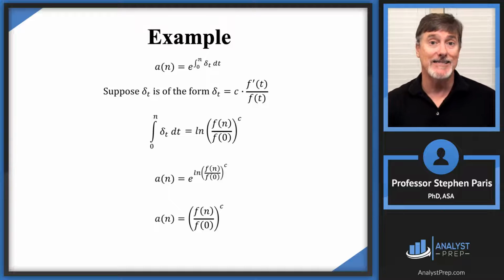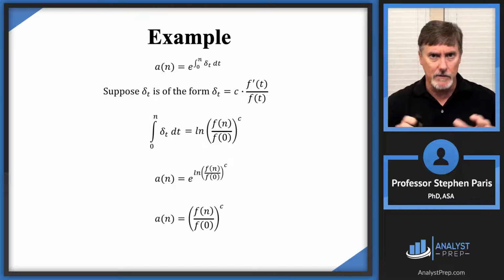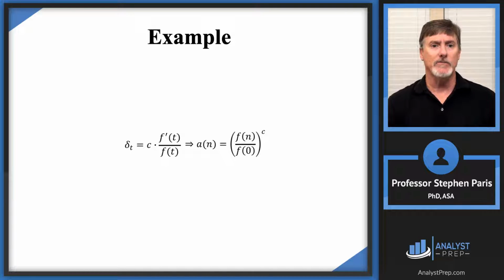So that's the special case, and I'll come back to it at the end of the video, but again, let me capture all the information here. What I'm saying is that if you have this implication, if the force of interest is equal to a constant times a ratio of the derivative of a function to itself, then the accumulation function at time n would be f of n divided by f of 0 raised to the c power. That's the fact that I want you to remember.